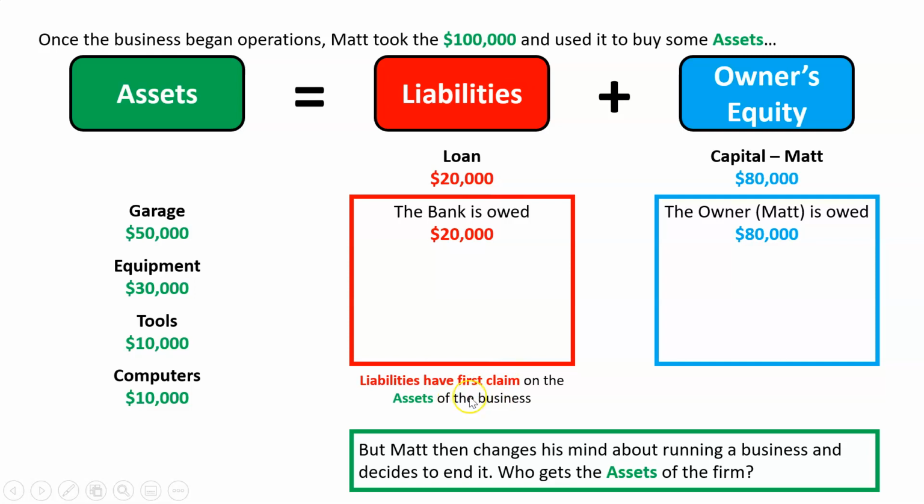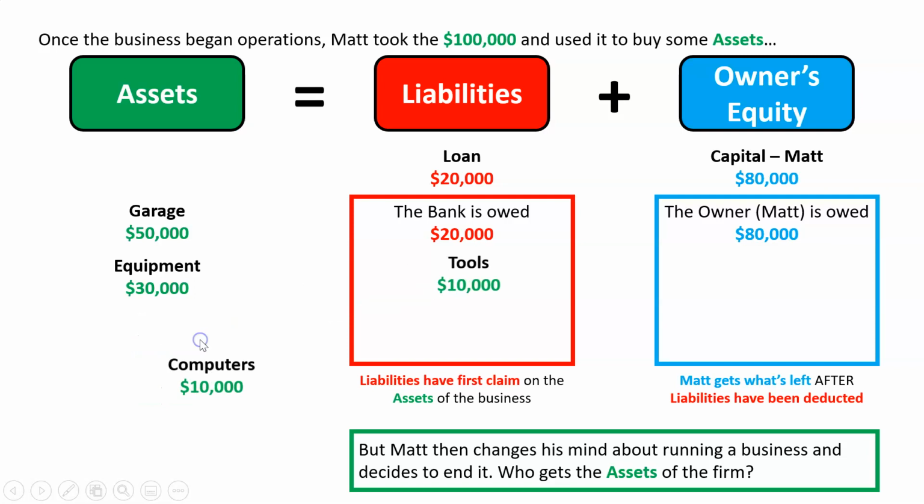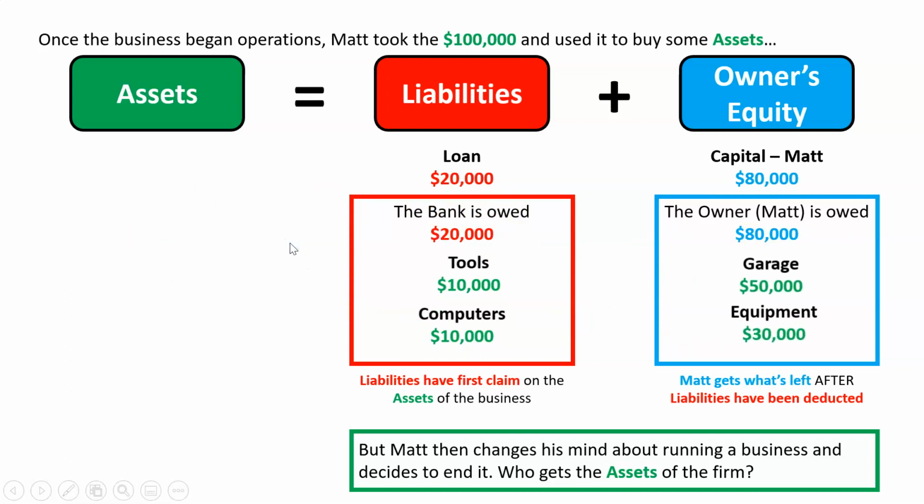So when it is wound up, what's the bank going to ask for? Well, it's only entitled to 20, so it's not going to ask for the garage or the equipment. It's going to have to take the tools and the computer. Now, Matt will get what's left after liabilities have been deducted. This is what the business owes Matt. So in that case, that's 80 grand. So Matt is going to get the garage and the equipment. And we can see a business really owes two groups of people money. It owes other entities, like the bank, and it also owes the owner, in this case, Matt. And together, that will equal your assets.